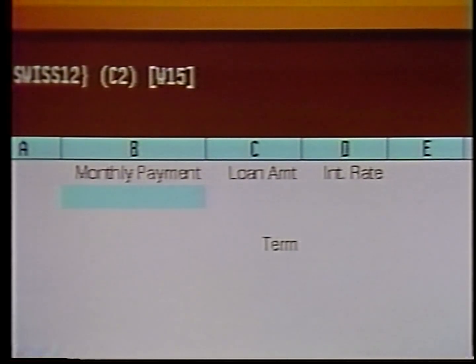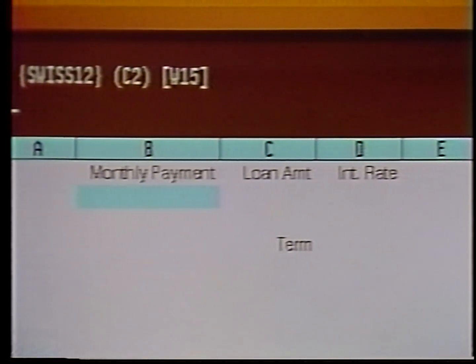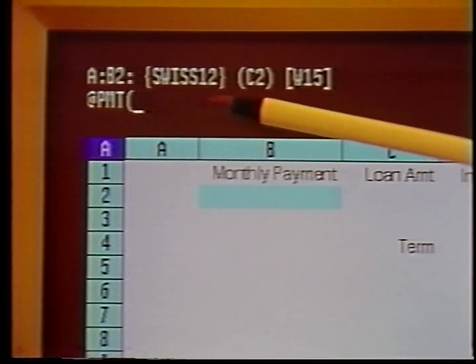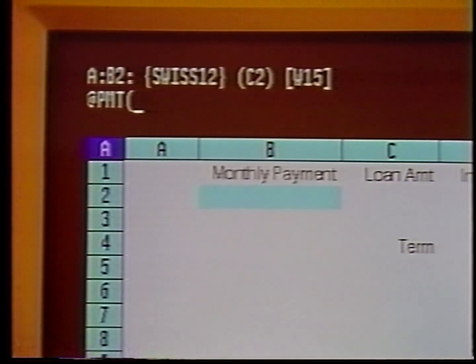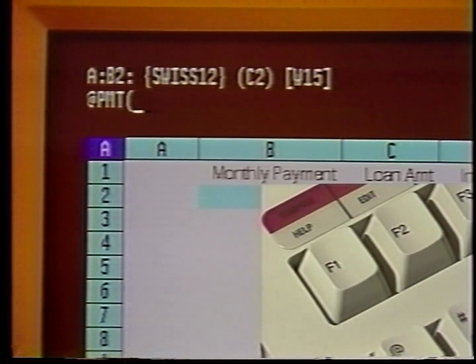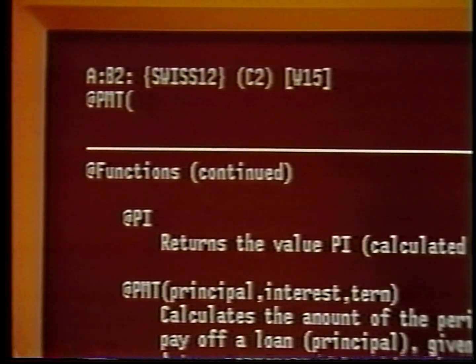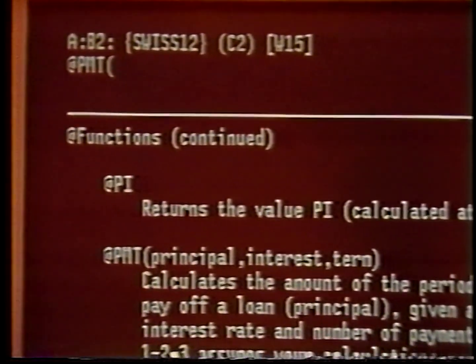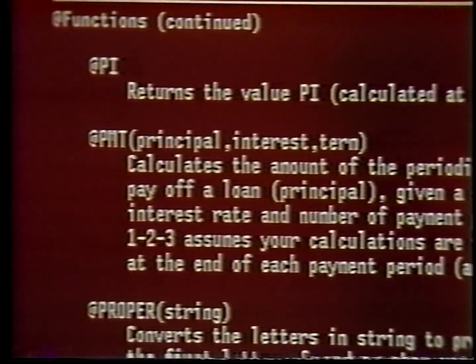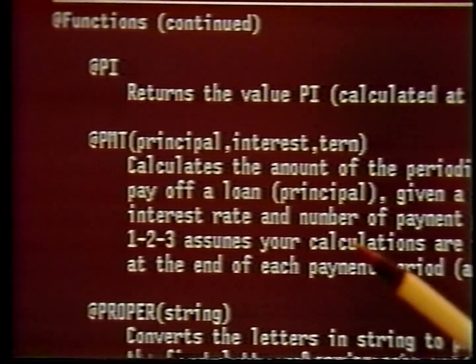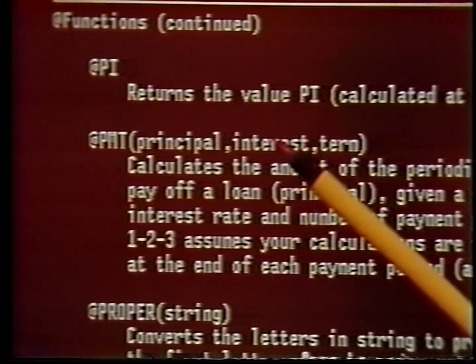Now we have to put those 3 values into the function in the right order. And if we don't remember what the right order is, you can always use the help key, which is F1. When you're in the middle of a formula, you just press F1 there, and it gives you the screen that refers to that formula. And there we see @PMT, and there's the order: principal, interest, and term. The 3 values that we need, separated by commas.